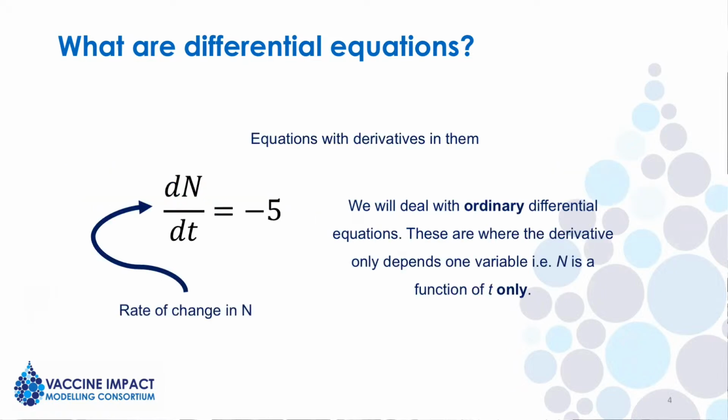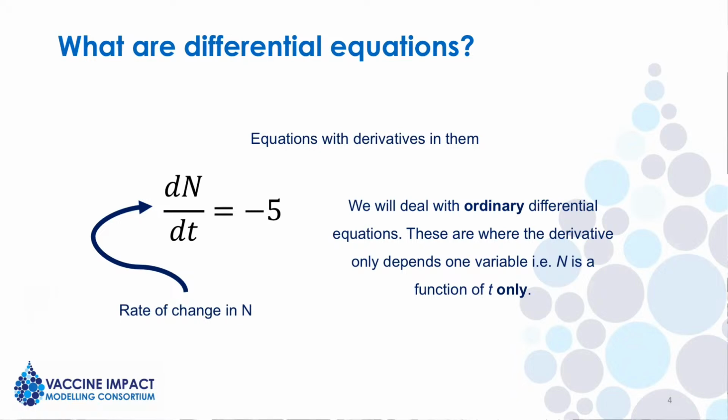So starting with an example, and we've seen something a bit like this previously. So here we've got our dn by dt. So here you might be thinking about a population n, number of individuals, and you might be thinking about how it changes with respect to time. So this equation is giving us some idea that the change of n with respect to time is negative, is decreasing by 5.